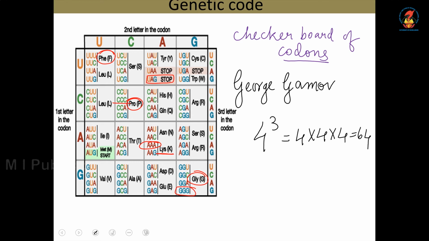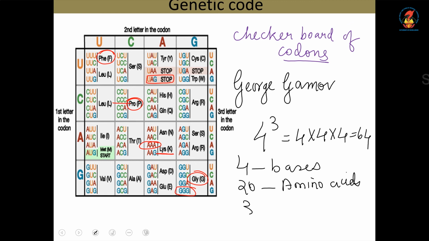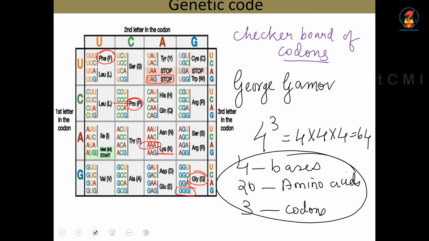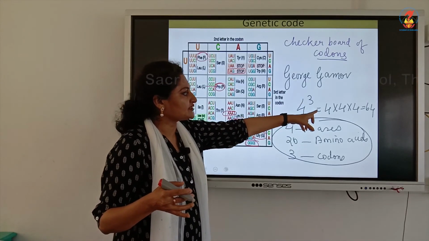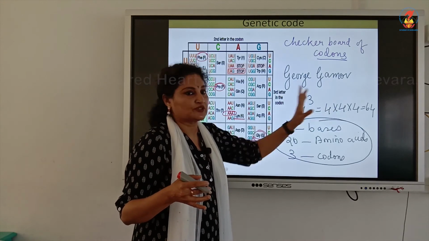He gathered this from different pieces of information. There are 4 bases, 20 amino acids, and each codon comprises 3 bases. So with all this information, he brought it together and came up with this permutation combination, 4 raised to 3, that is 4 into 4 into 4, which is equal to 64.